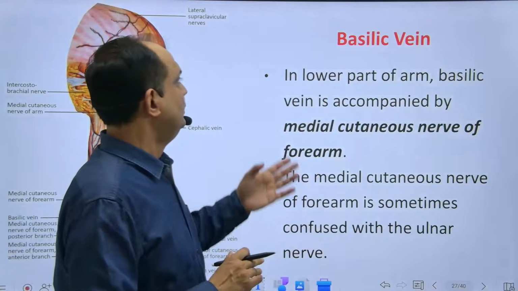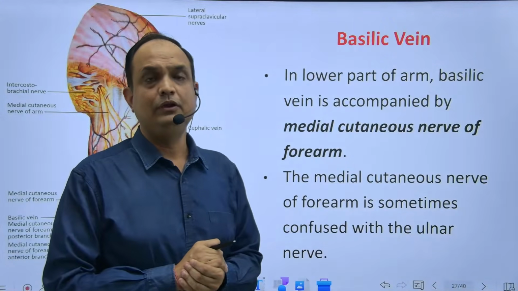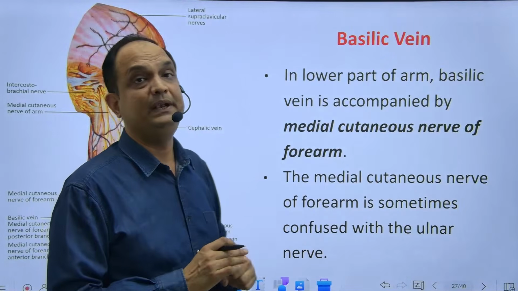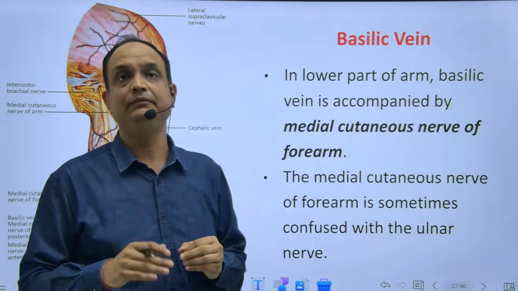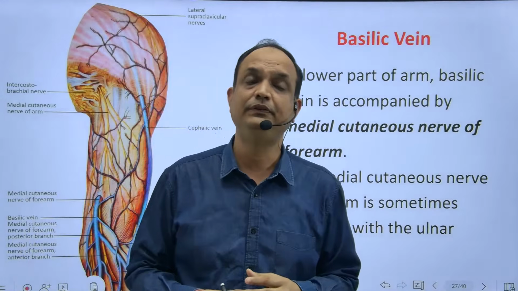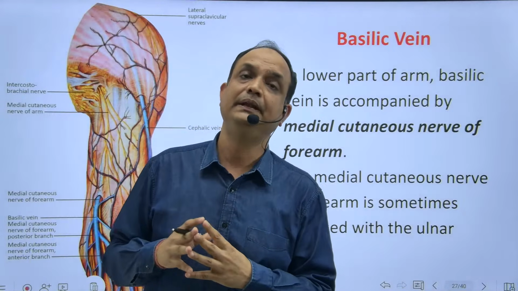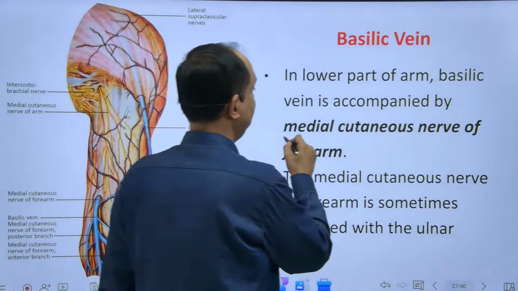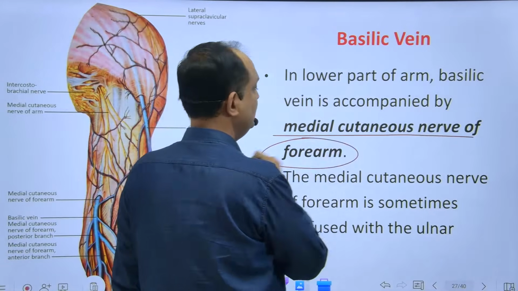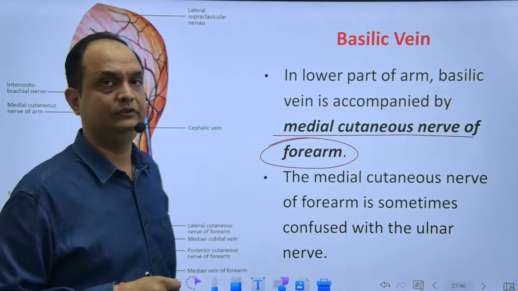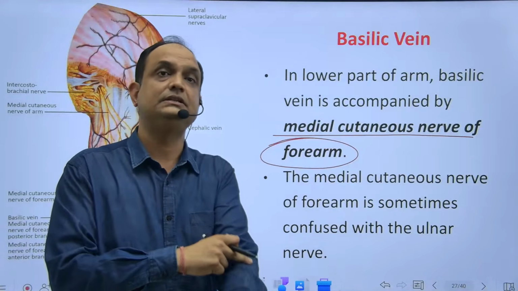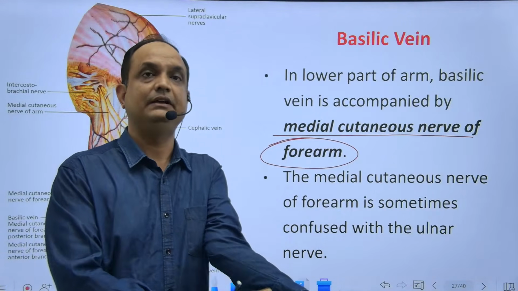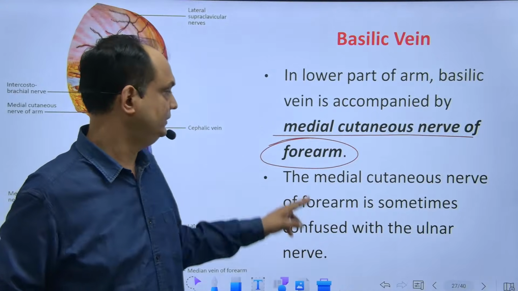Now, in the lower part of the arm, you will find that it is also accompanied by nerves. That is the thing I am saying again and again, that superficial veins always accompany nerves. So which nerve accompanies the basilic vein? The answer is the medial cutaneous nerve of the forearm. Which nerve was with the cephalic vein? The lateral cutaneous nerve of the forearm, while the basilic vein has the medial cutaneous nerve of the forearm.